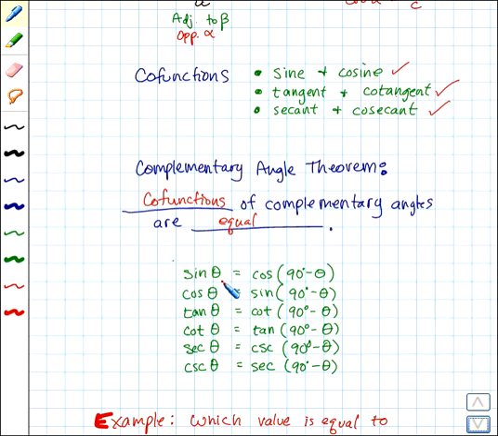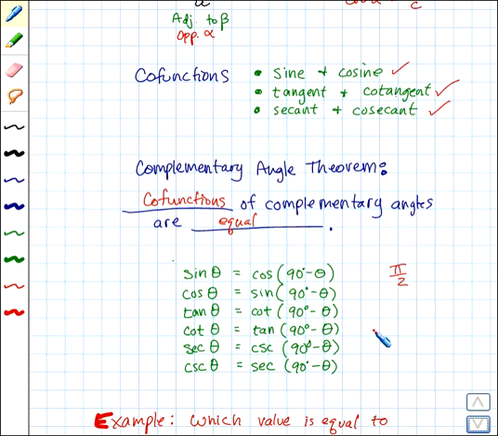So what this means is that the sine of theta will be equal to the cosine of 90 minus theta. The cosine of theta would be equal to the sine of 90 minus theta. Tangent of theta equals cotangent of 90 minus theta. Cotangent of theta equals tangent of 90 minus theta. Secant of theta equals cosecant of 90 minus theta. And cosecant equals secant of 90 minus theta. Now, of course, we can also substitute half pi radians for 90 degrees, and that would hold for all of these as well, because remember, 90 degrees and half pi radians is the same thing.